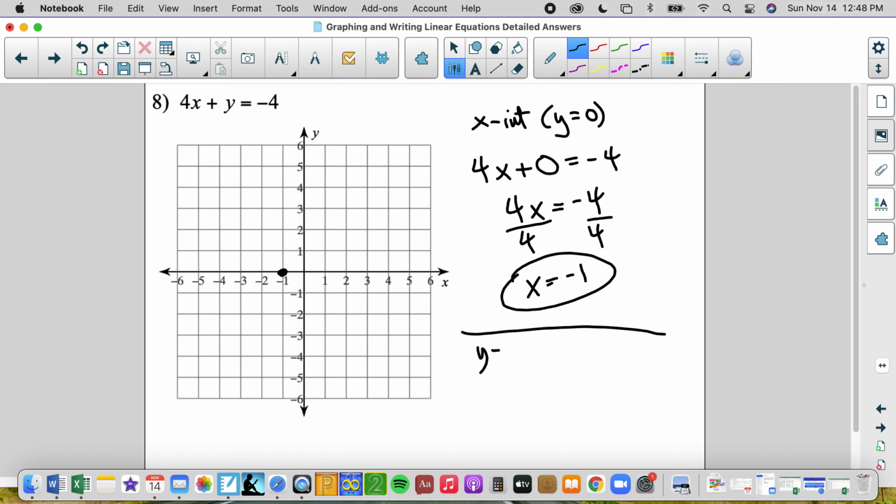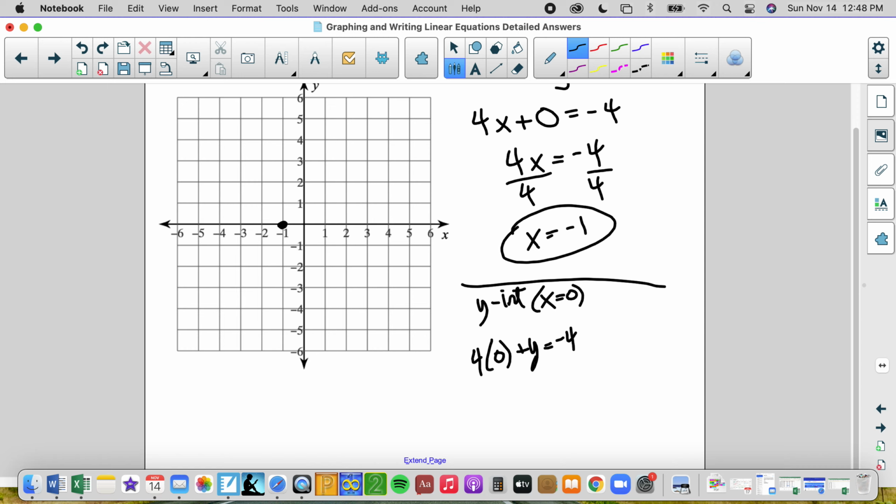Now, looking for the y-intercept, we're going to plug in 0 for x. And we get 4 times 0 plus y equals -4. 4 times 0 is 0. 0 plus y is y. And I get a y-intercept of -4.